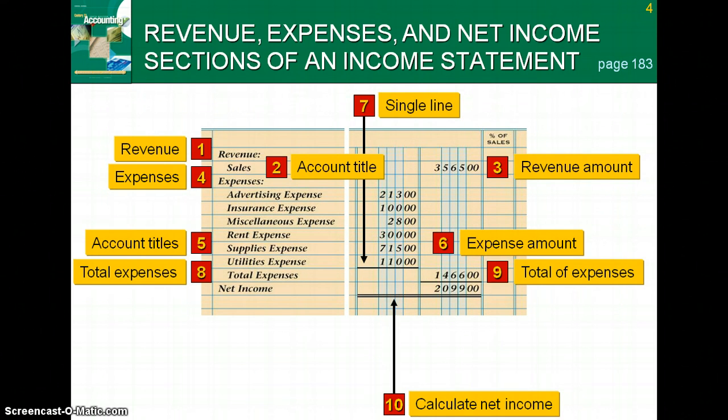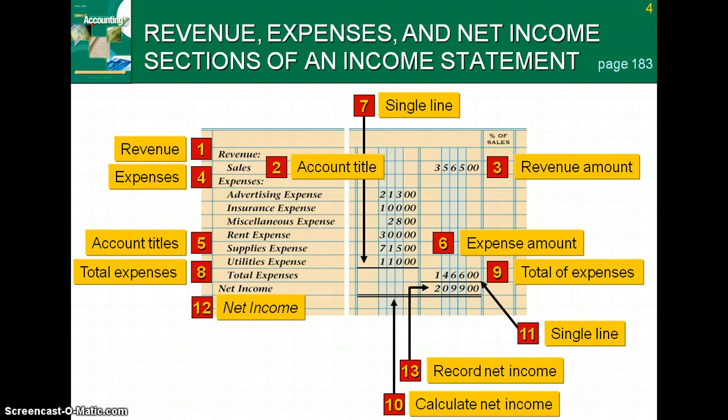After that, you're going to figure out what your net income is. In this case, it's our revenue, $35.65, minus our expenses, $14.66, and that gives us a net income of $20.99. And that is the same as what was on your worksheet, so we know we balance, which is good. Woohoo! Put in your single line between the bottom of your total expenses and where your net income's written. Obviously we know it's net income, so we write it down, put in the amount, put in your lines.